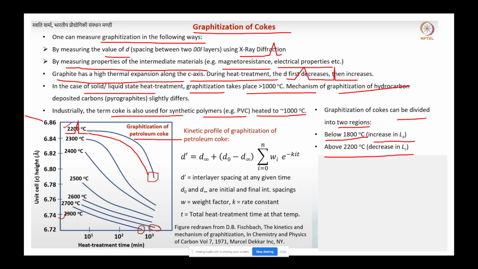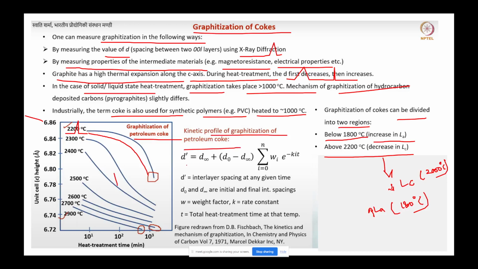If you go above 2000 degrees centigrade, there will be a decrease in Lc, and there will be an increase in La below 1800 degrees centigrade. Here also there is a formula for the kinetic profile of the graphitization of petroleum coke.